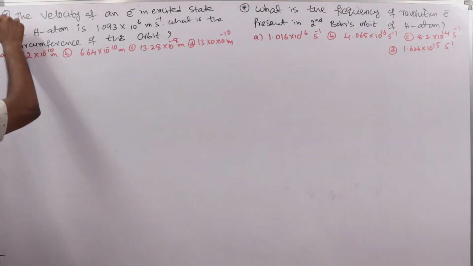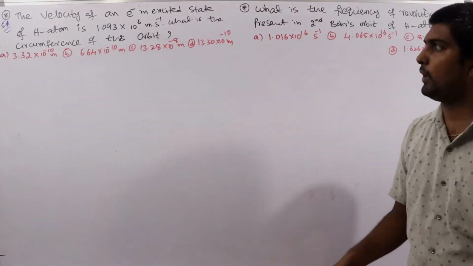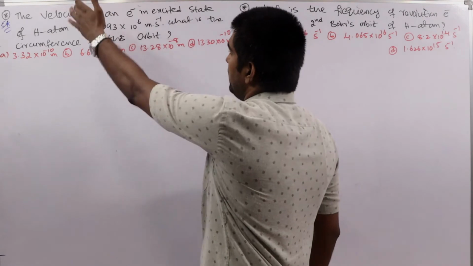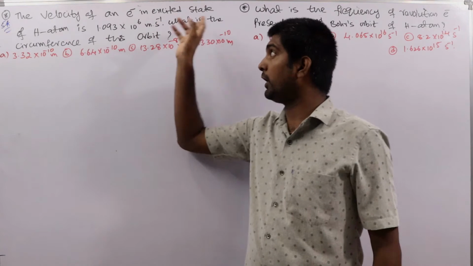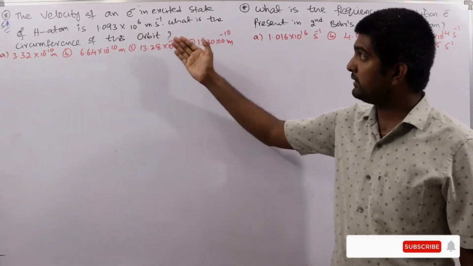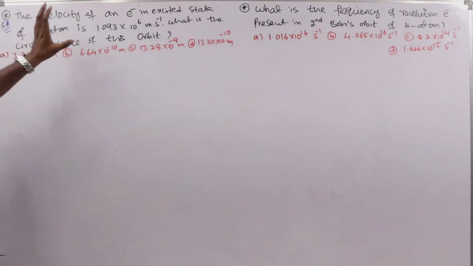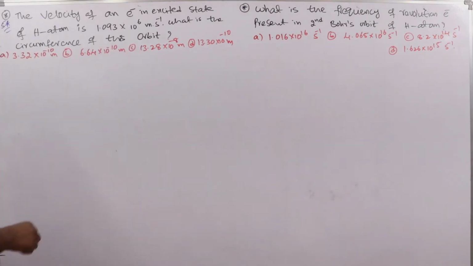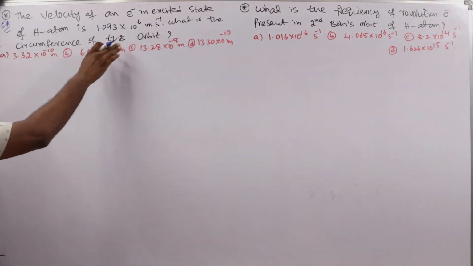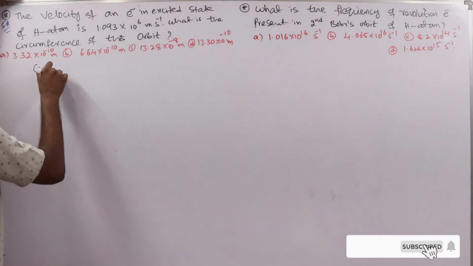It is a 5-star model. Three formulae are involved in this one problem, so that's why it is a special model. The velocity of an electron in an excited state of the hydrogen atom is given. What is the circumference of this orbit? Here the velocity of the electron in the excited state is given. We don't know what that excited state is, but this is not the ground state velocity, and we have to calculate the circumference. So what is the formula for circumference?